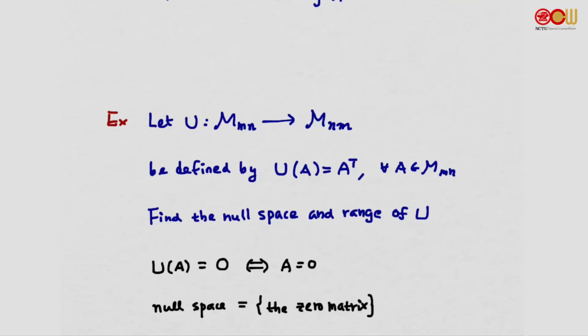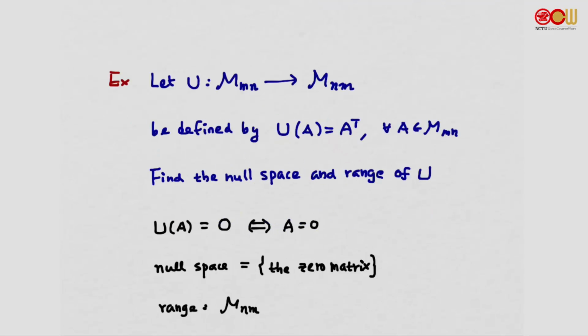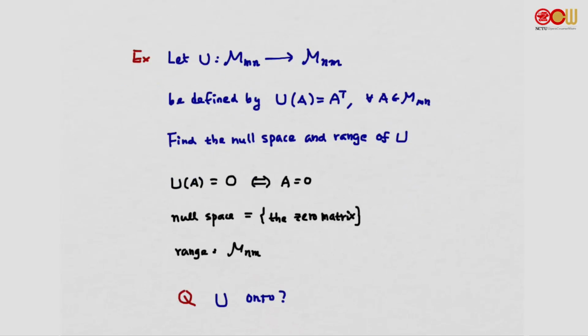How about the range? The range of U should be all M by M matrices. So it's M in M. Is this U onto? That's indeed onto, right? Because it's the same as M in M.